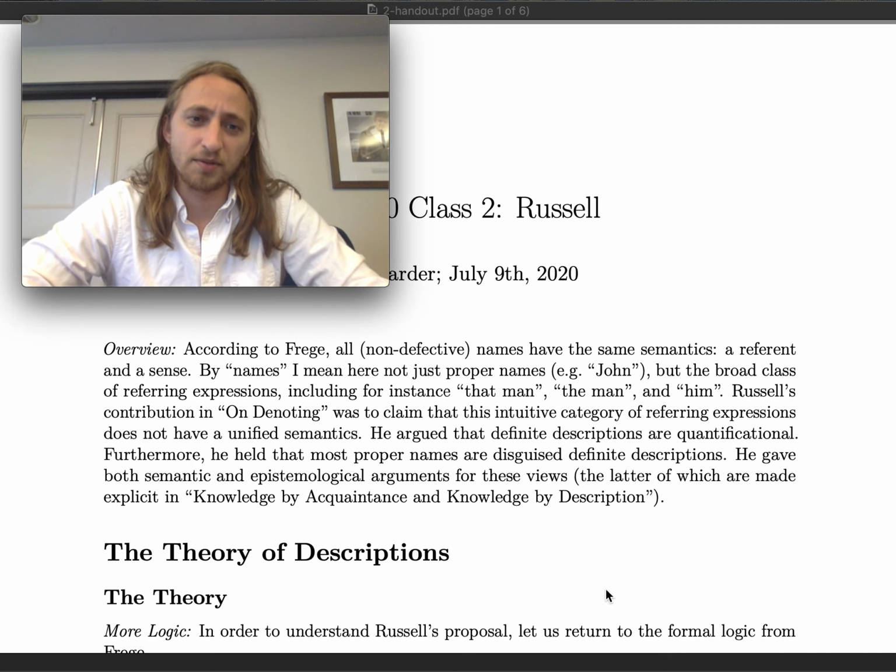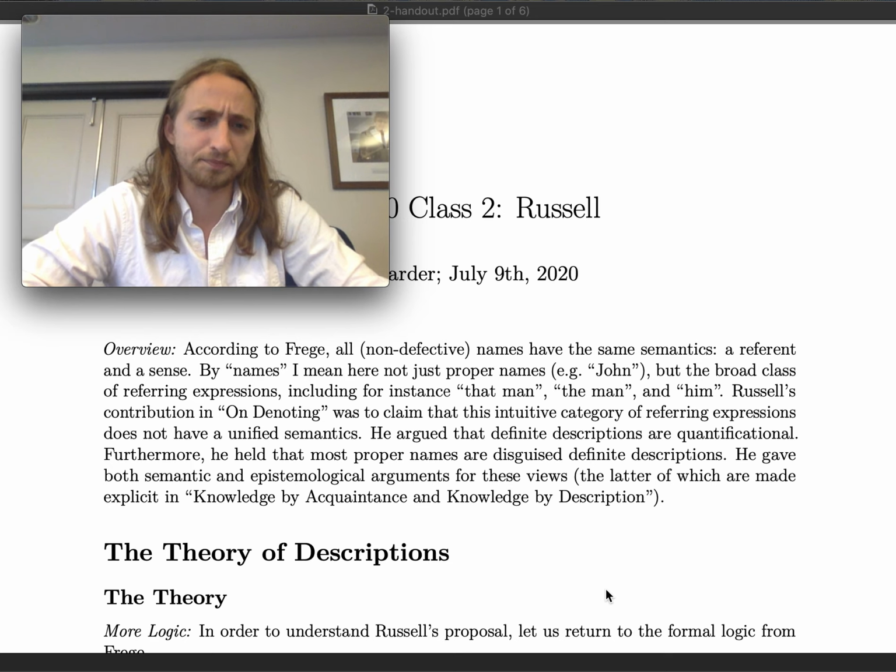Now, when Frege talks about names, or even proper names, it's important that he means not just what we would call proper names. For instance, the name John, or the name Toronto. So proper names, as we would call them, are names for people, places, and particular things. Okay? But when Frege talks about names, he means a broad class of what we might call referring expressions.